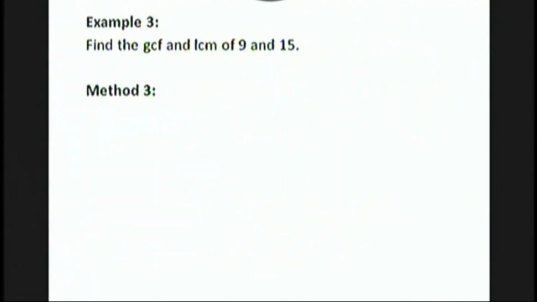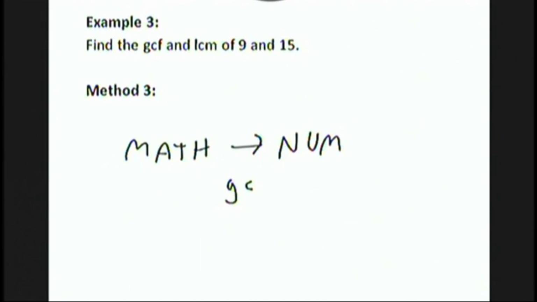One last method for finding GCF and LCM of two numbers is to simply use your graphing calculator. On the TI-84, you can press the Math button, scroll right to NUM, and then you can select GCD. Notice that GCD stands for greatest common divisor. GCF stands for greatest common factor. They mean exactly the same thing.